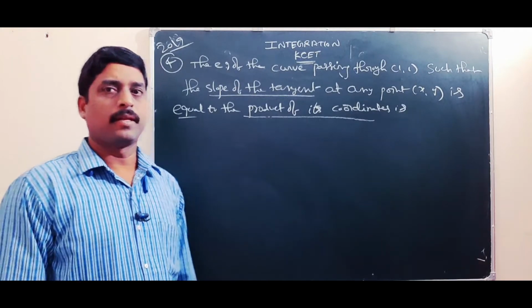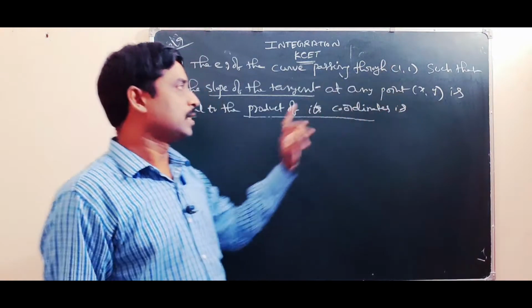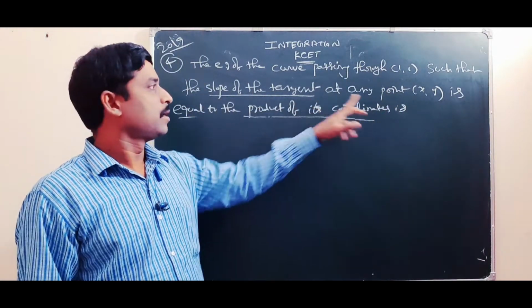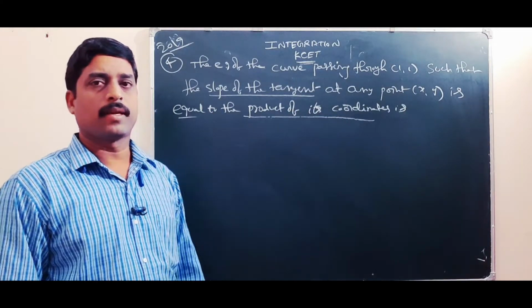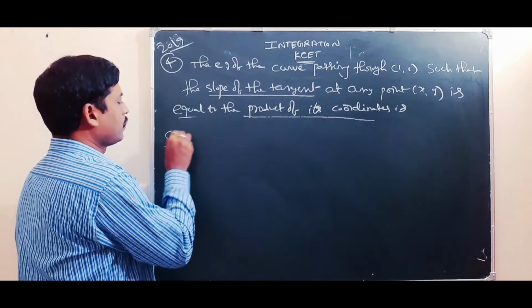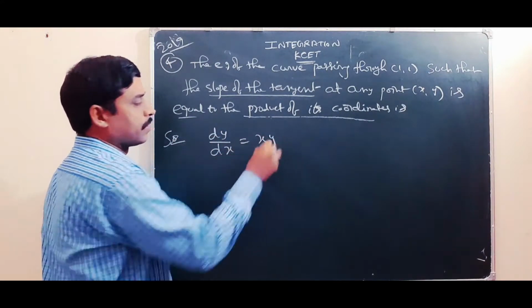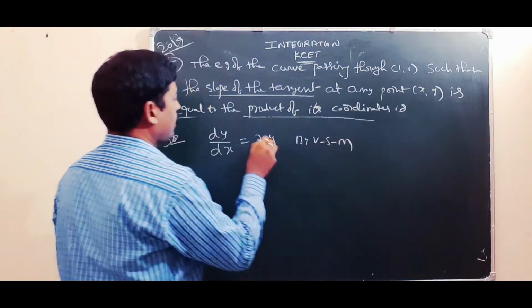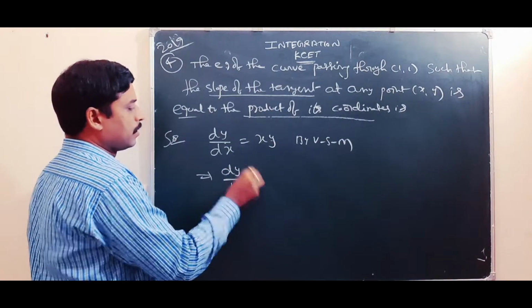Okay, let us go to the next problem. This is from a 2019 question. The equation of the curve passing through the point (1,1) such that the slope of the tangent dy by dx is equal to the product of its coordinates, which is equal to xy. What is given? dy by dx is equal to xy. By using the variable separable method, dy by y is equal to x dx.